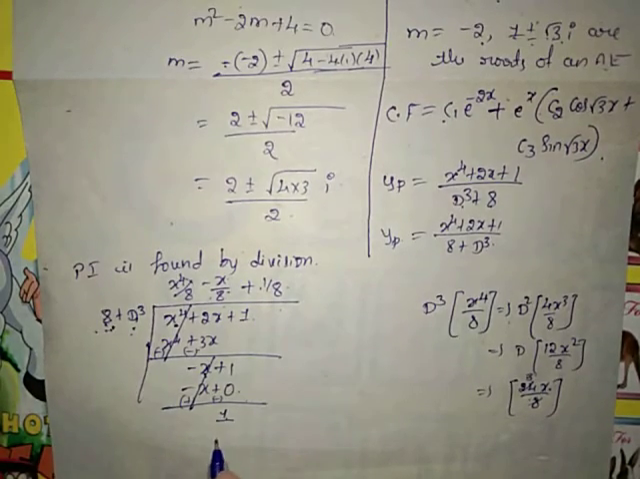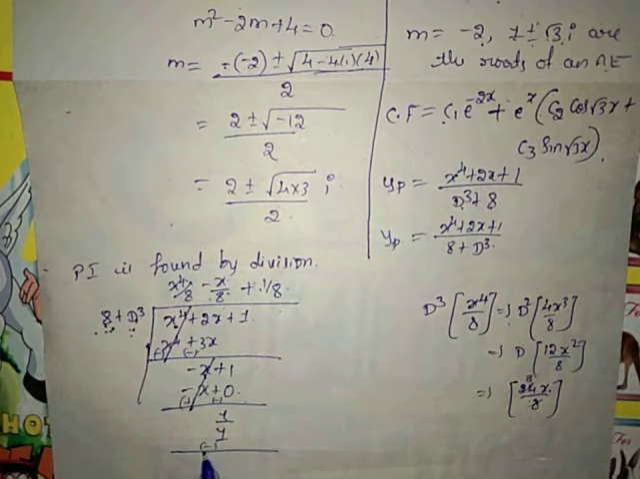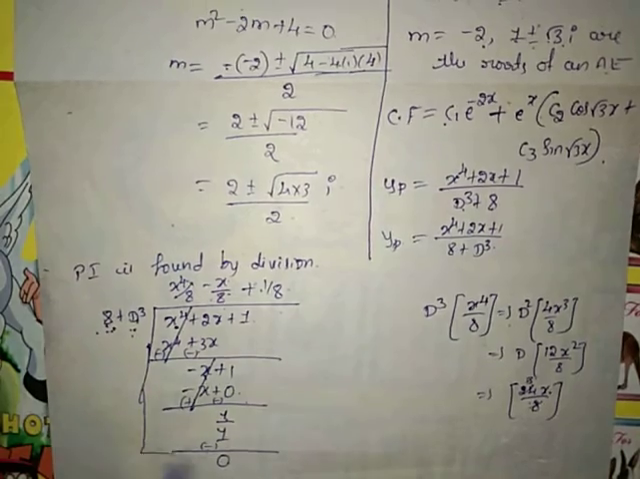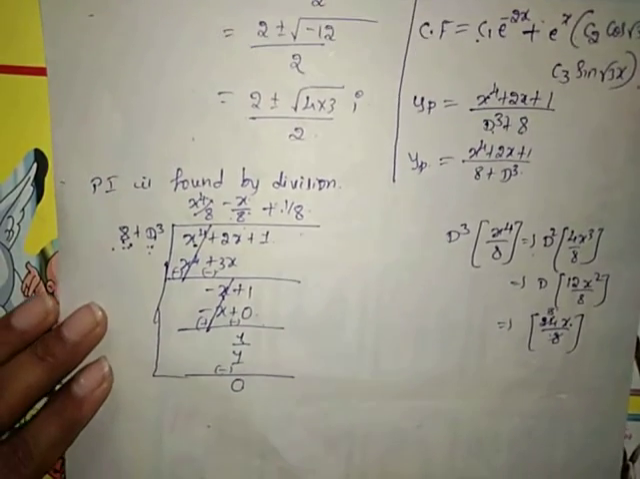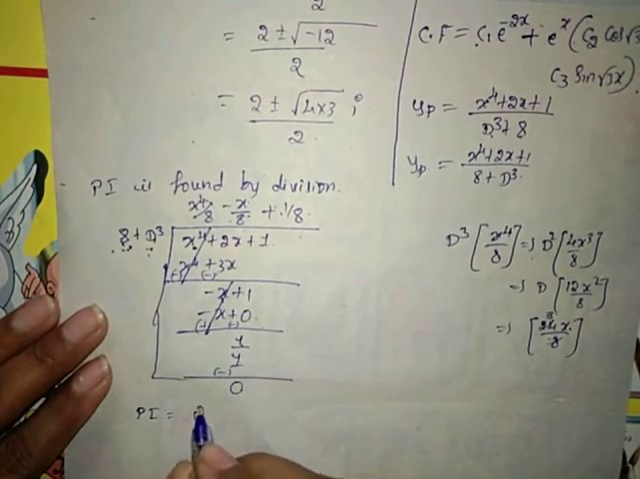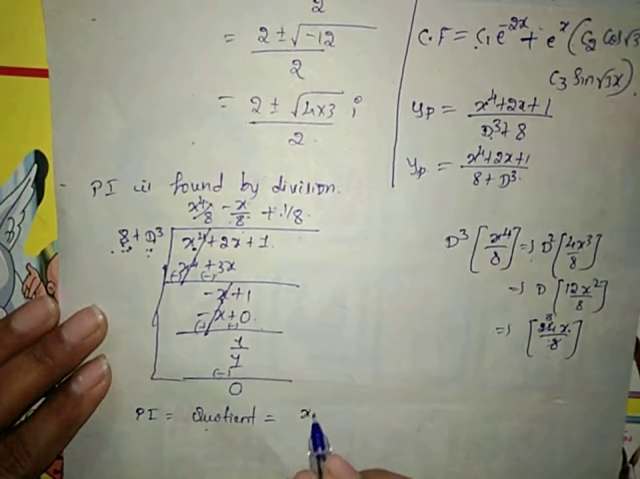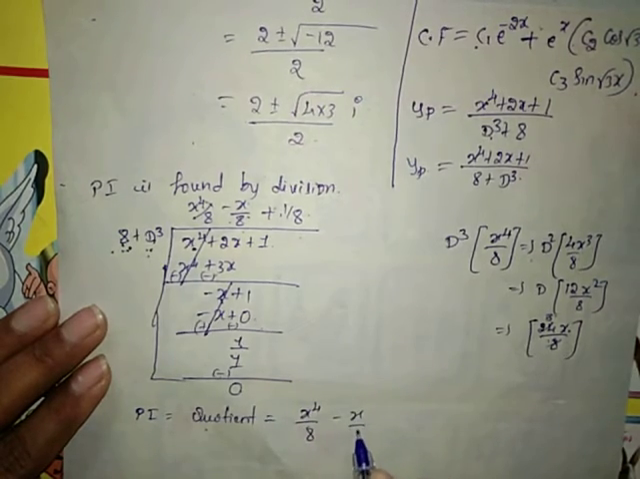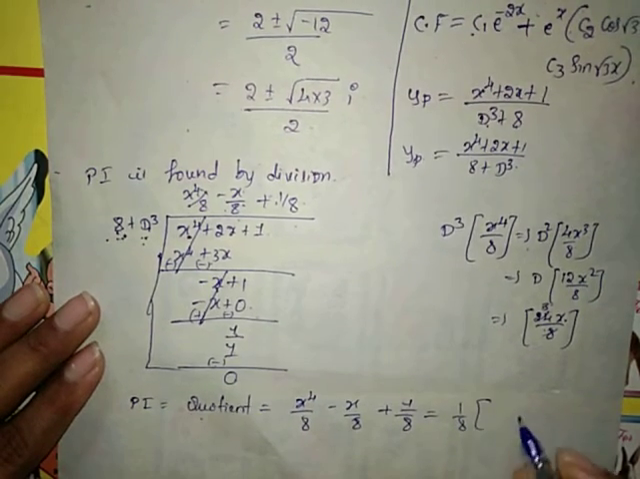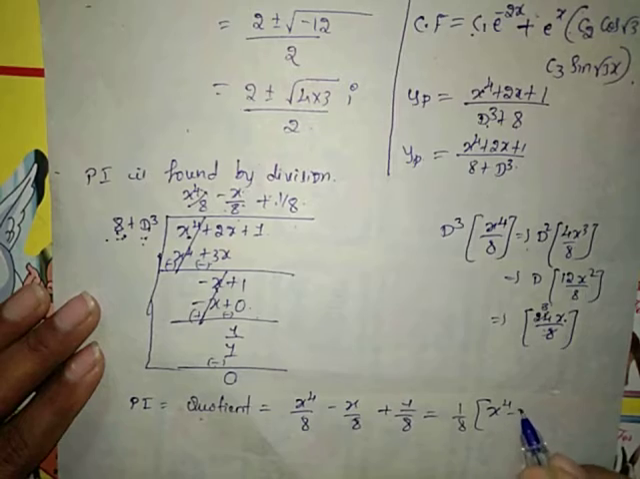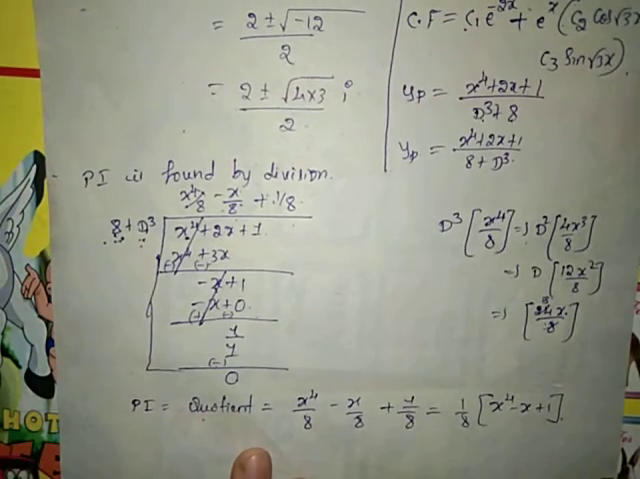So 8 into 1 by 8 is 1. Third derivative of 1 by 8 is 0. Reverse again the sign. 1 minus 1 is 0. So our remainder is 0. When the remainder turns to 0, our particular integral is equal to our quotient. That is x raised to 4 by 8 minus x by 8 plus 1 by 8. Take the 1 by 8 as common. Remaining is x raised to 4 minus x plus 1. That is our particular integral.